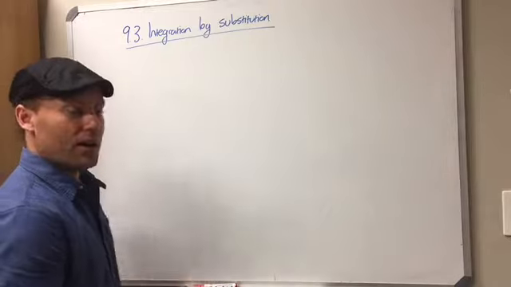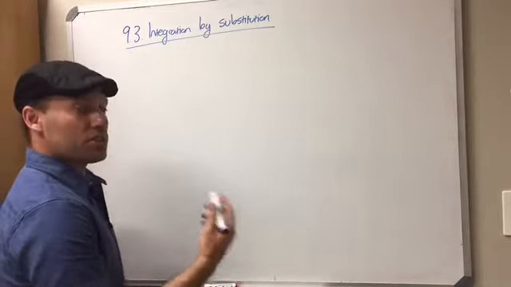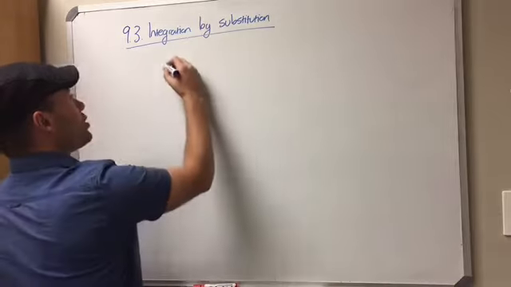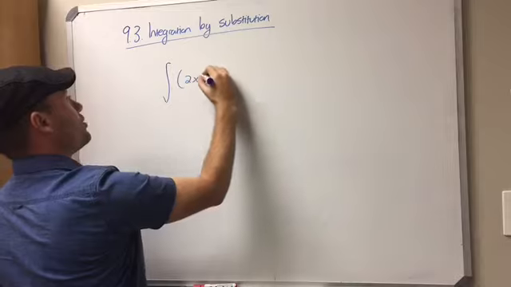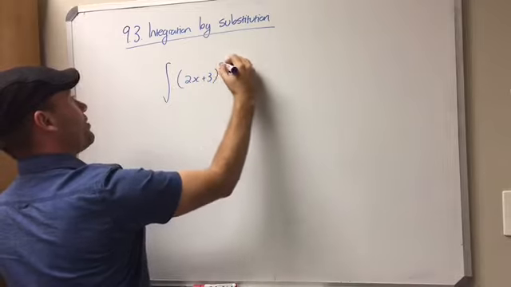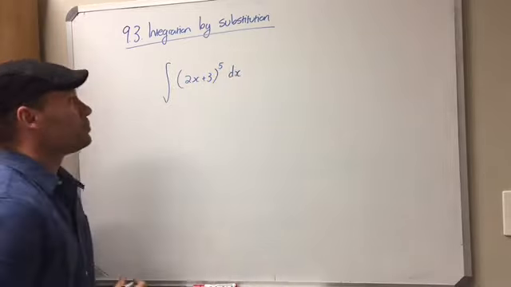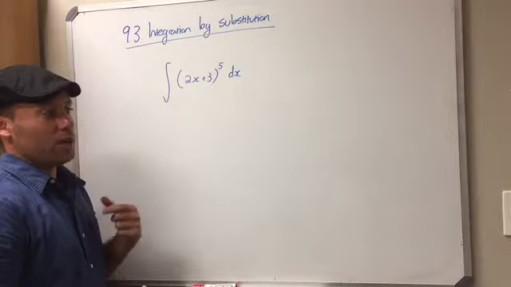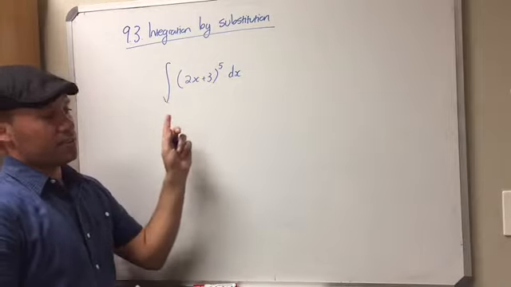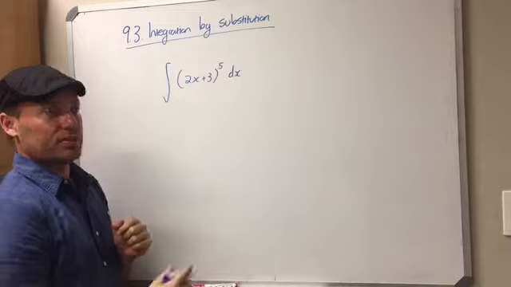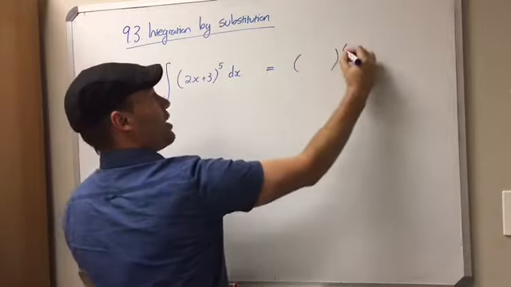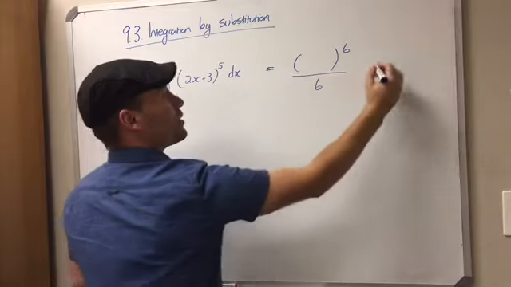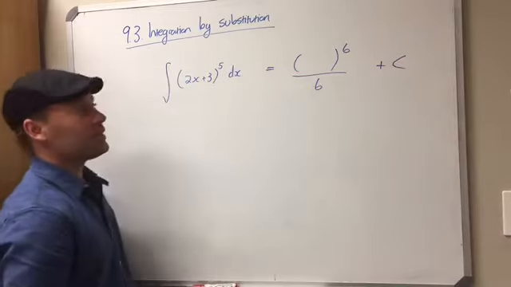So it's best to just start with an example. Suppose we want to integrate, say, (2x+3)^5 dx. Now you might think, well, this is easy. This is the integral of something to the power 5, and I know how to do that. It's just that something to the power 6 over 6 plus c, right?